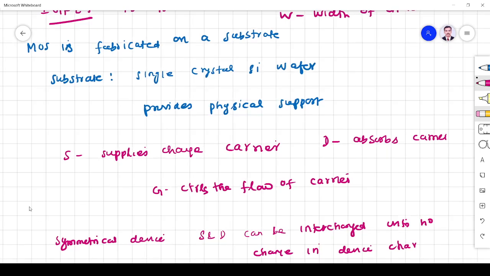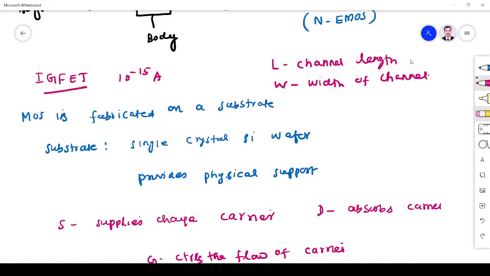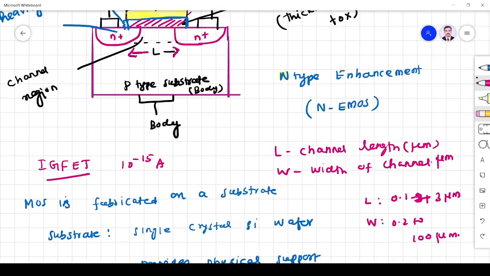Okay, so next, length will be in the range of micrometer. Width will also be in the range of micrometer. So length will hardly be from 0.1 to 3 micrometer. Width will be in the range of 0.2 to 100 micrometer. Right. So these are all the physical structure of the MOSFET.